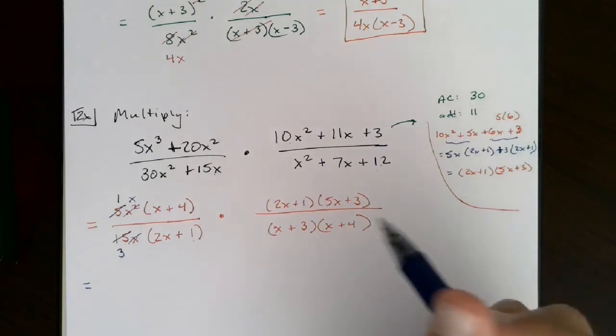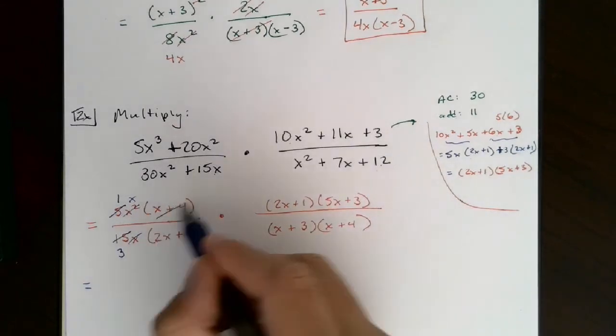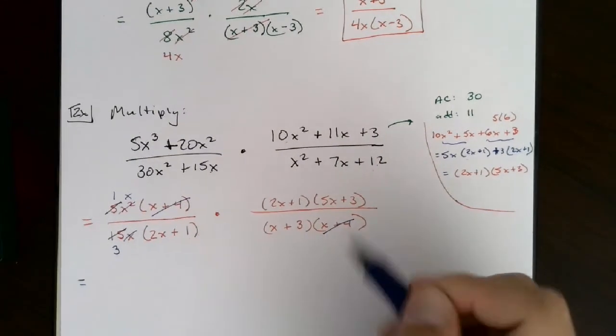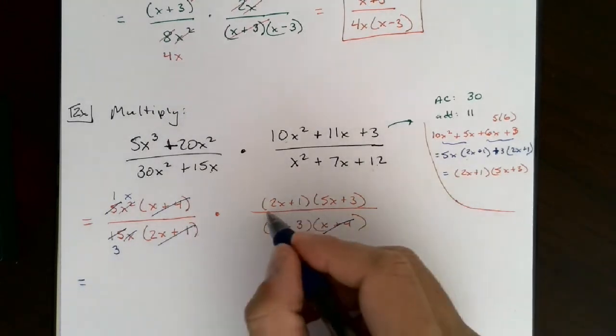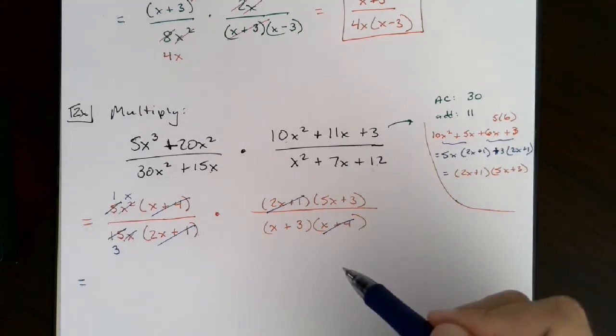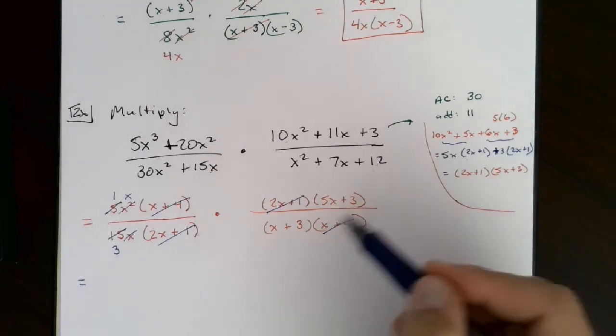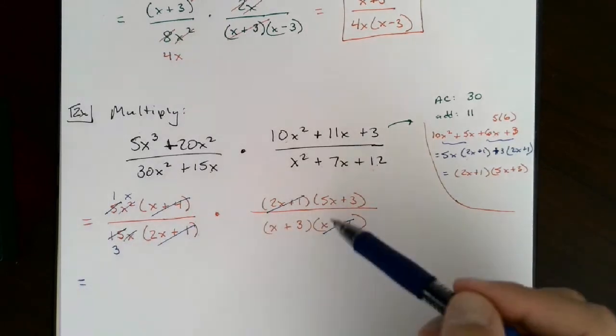Other common factors, remember, different levels. x plus 4, does that have a common factor in the denominator? It does, so those cancel. 2x plus 1, does that cancel with any of the denominator? Yes, the 2x plus 1 cancels with this one. 5x plus 3, does that cancel with any of the denominator? Be careful here. The answer is no. This is x plus 3. It has to be exactly 5x plus 3 to cancel, so these don't cancel with each other. You can't cancel this 3 at all with any of that.